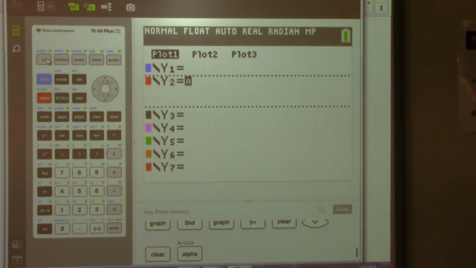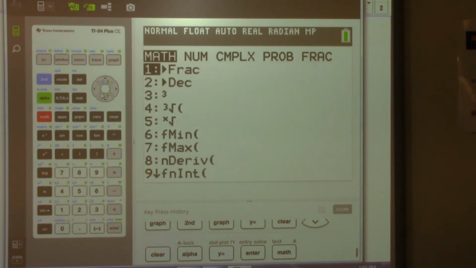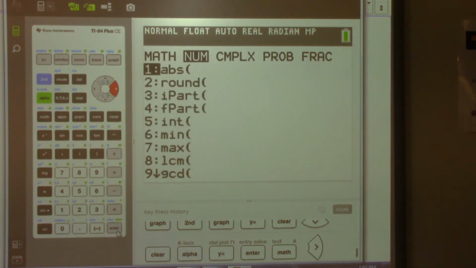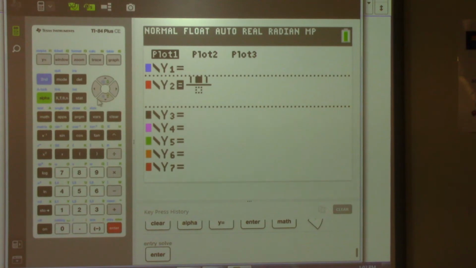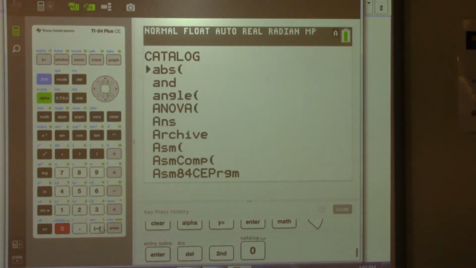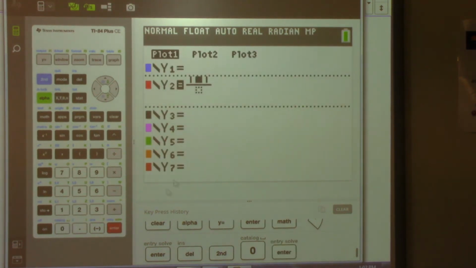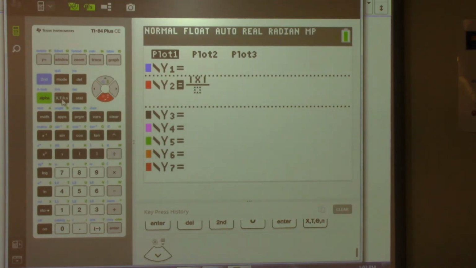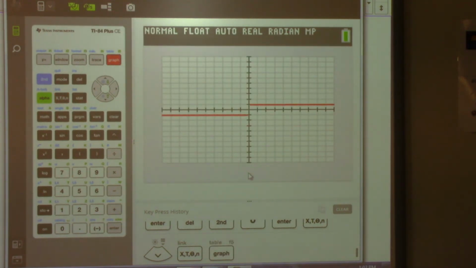So if we go to Math, number, and just press enter. So that's one way to get it. I want to show you another way too: you can go to second, catalog, enter, and get the same thing. So we get x, absolute value of x over x. And then we graph the function. This is what we get. Okay? What kind of discontinuity do you think this might be?